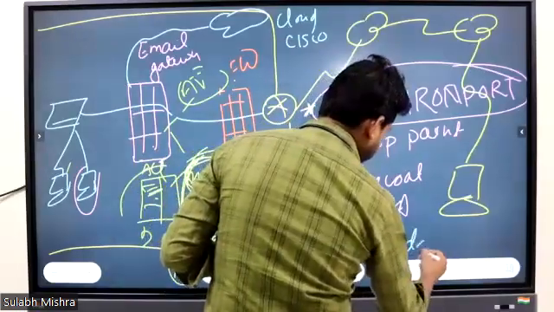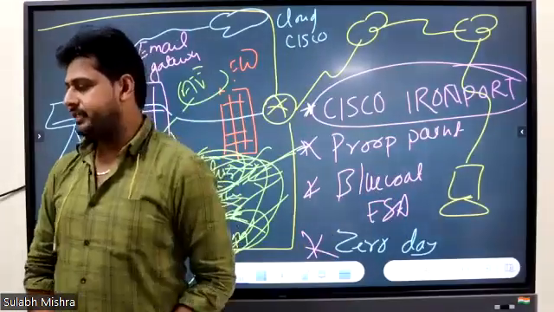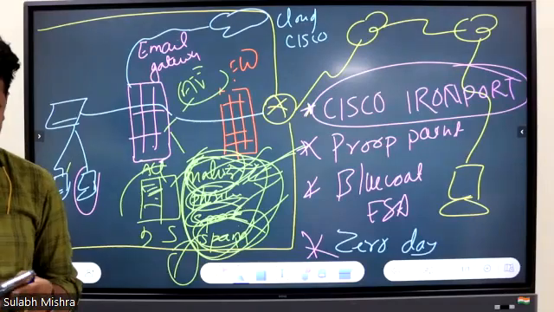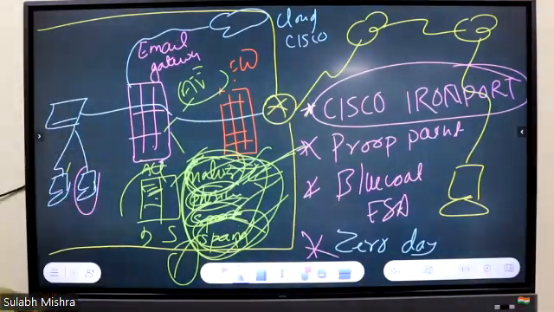It's not publicly known to anyone. A 0-day attack is an attack where none of the security devices in your network have a signature to detect it. That is called a 0-day attack.